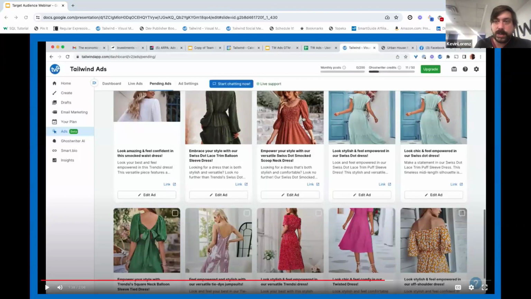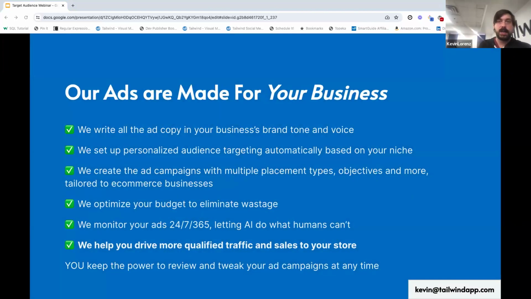I do see a question or two coming in, and I'll definitely get to any questions here in just a second. But just to summarize, right, what our ads product is doing for you. It's making tailored campaigns, tailored ads made for your e-commerce business, right? So we'll write all the ad copy in your brand's tone and voice, and you'll be able to go in there, make any edits, tweaks, right? Adjustments. Maybe there are things you want to call out about your product more clearly than our initial ad copy generation did. You can add that in, and then we'll set up that personalized audience targeting.